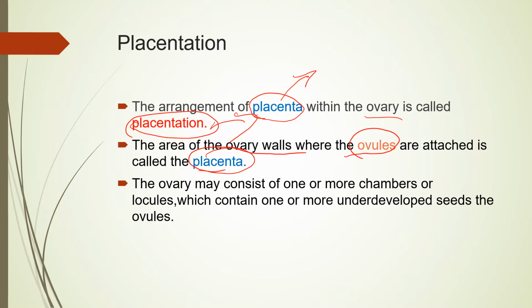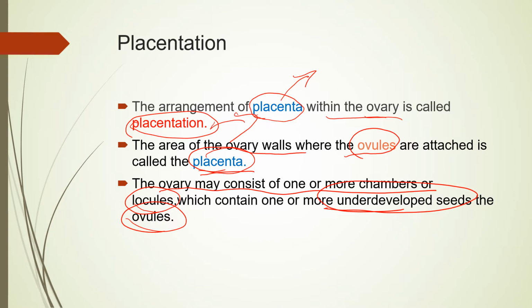And what is the ovary? The ovary consists of one or more chambers called locules. The ovary may consist of many chambers. If you dissect the ovary, you can see many small chambers. It can consist of one or more locules, which contain one or more underdeveloped seeds called ovules. These ovules are attached to the placenta, and the arrangement of the placenta within the ovary is called placentation.